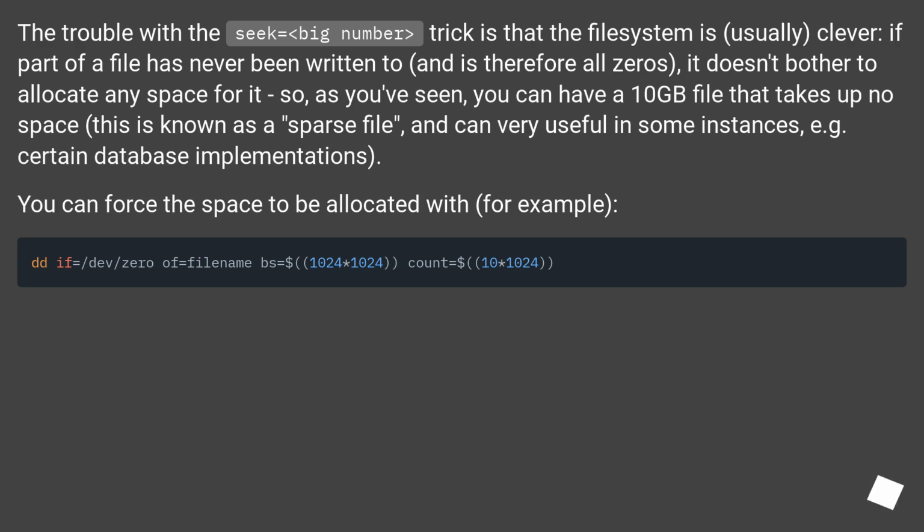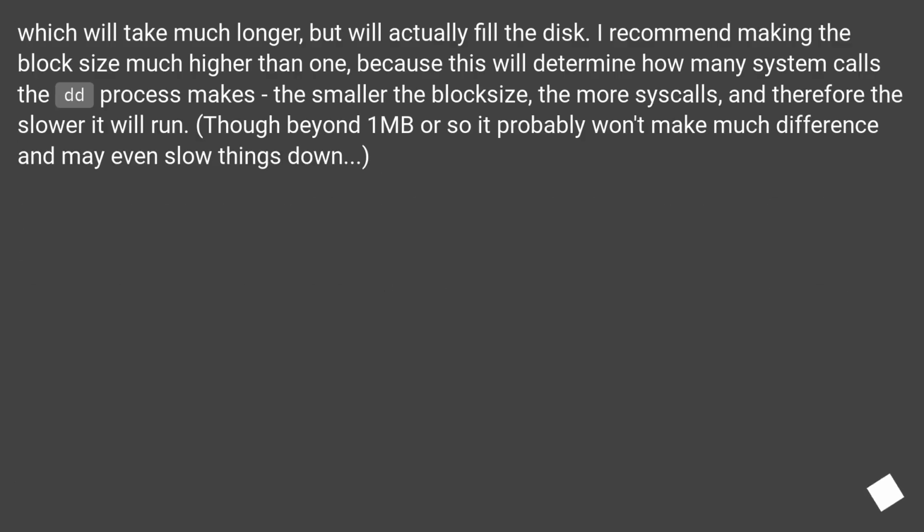You can force the space to be allocated with, for example, which will take much longer, but will actually fill the disk. I recommend making the block size much higher than 1, because this will determine how many system calls the dd process makes. The smaller the block size, the more syscalls, and therefore the slower it will run. Though beyond 1 MB or so it probably won't make much difference and may even slow things down.